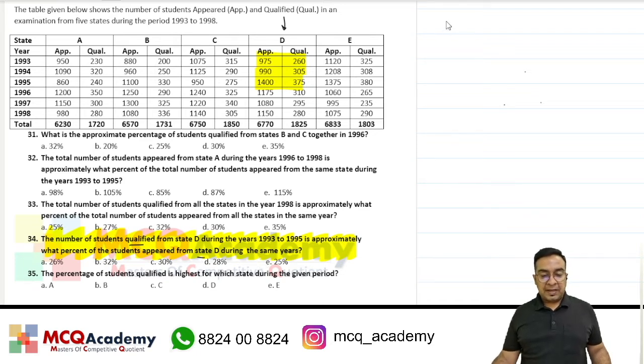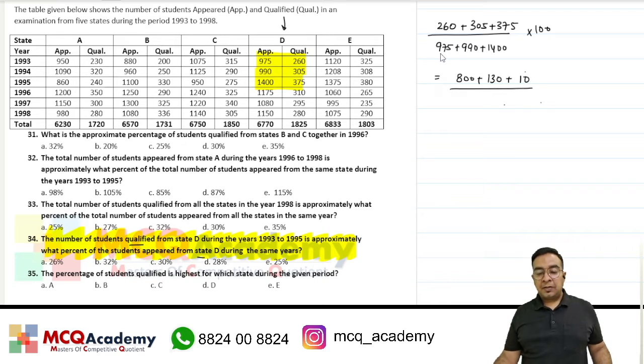इस तरह का क्वेश्चन हमने पहले भी सॉल्व किया. क्या किया जाएगा यहाँ पे, क्वालिफाइड का नंबर हमारा बनेगा न्यूमरेटर, तो 260 plus 305 plus 375, and for denominator we will have 975, 990 and 1400. मल्टीप्लाई करेंगे इसको 100 के साथ में, क्योंकि हमें यहाँ पे कैलकुलेट करनी है परसेंटेज. This adds up to 2 plus 3 is 5 plus 3 is 800. 6 plus 7 is equal to 13, that is 130. And for ones places we have got 5 plus 5, that is 10.